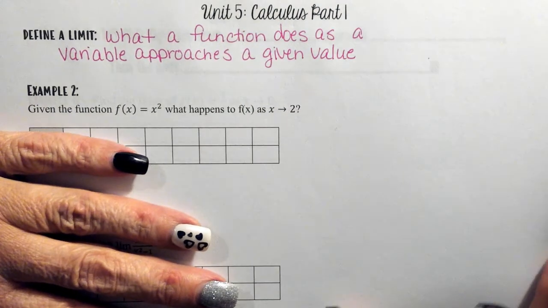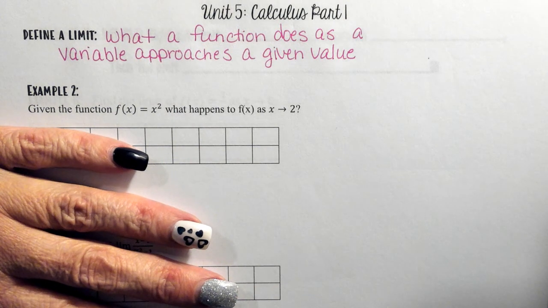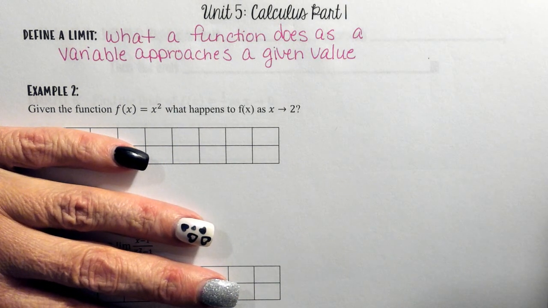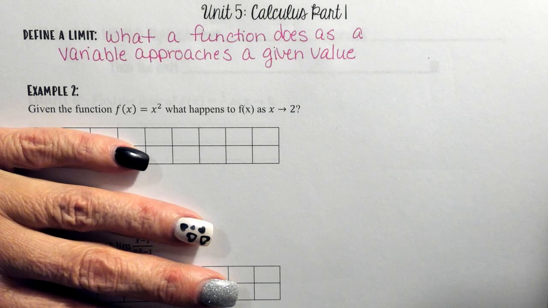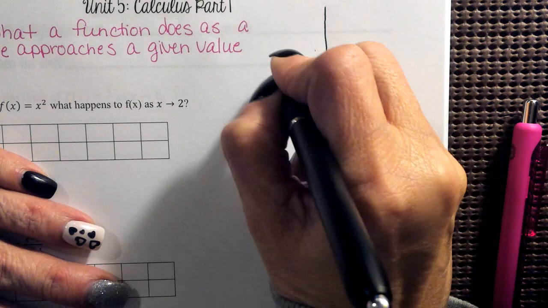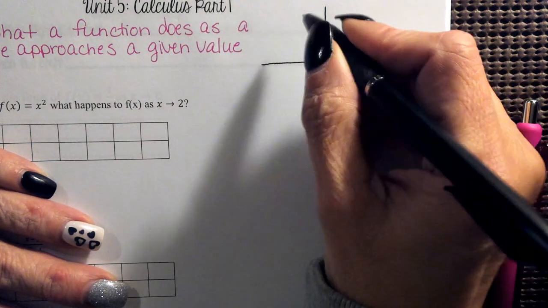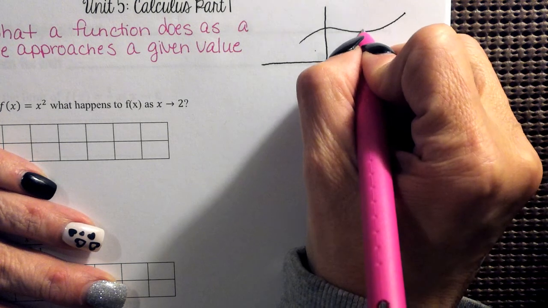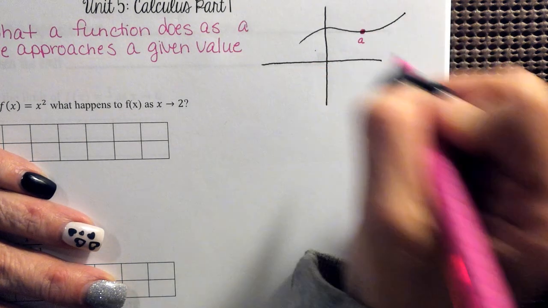Okay, so when we define a limit, it's basically what a function does as a variable approaches a given value. So let's look at it from just a picture. I think that might help. I feel like what I just said was confusing. So let me draw a function here, and I'm going to put a point right here. I'm going to call this point A.